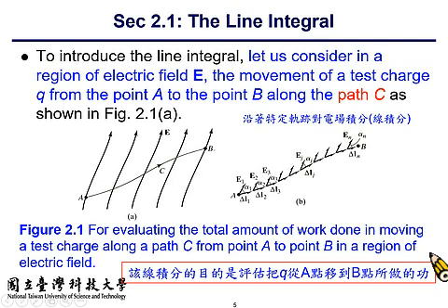So here is our first example. Suppose we have a charge placed on the background of electric field. Figure 2.1a shows the black solid line indicates the presence of electrical field. And here is a path from point A to B. The path C, if the charge is moved along path C from point A to point B under the background of electrical field, what happened to this charge?